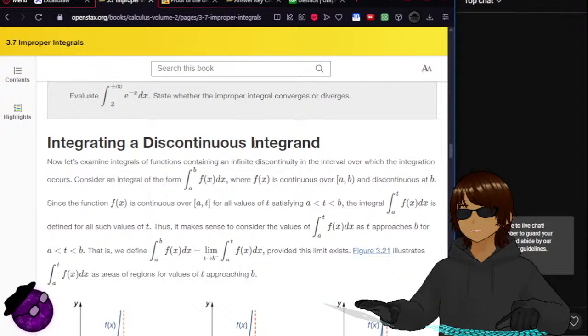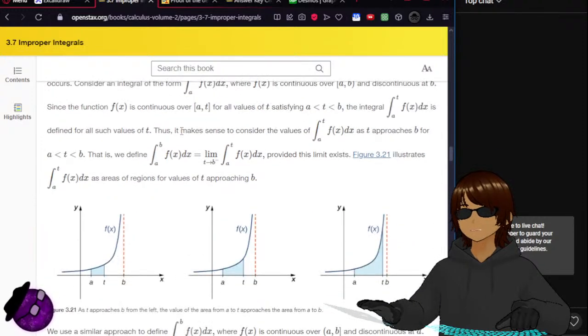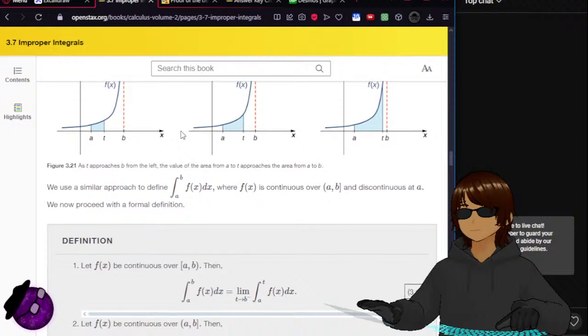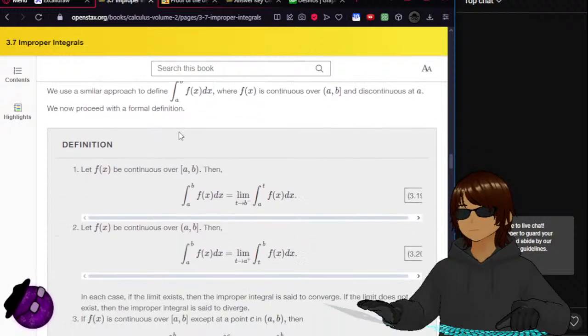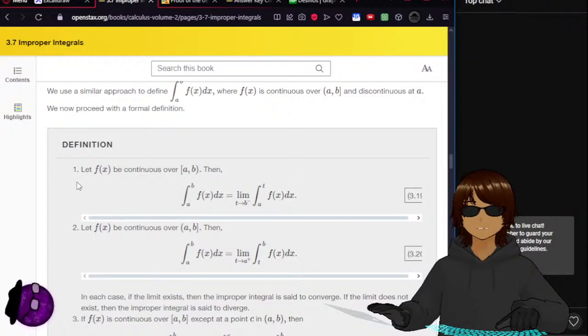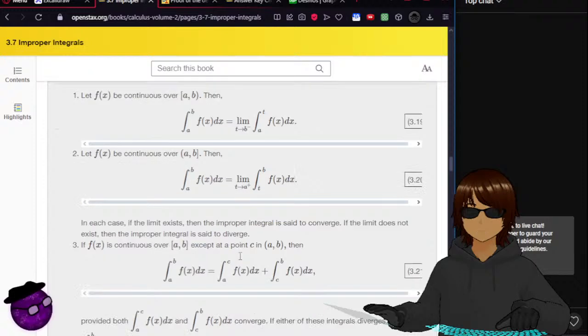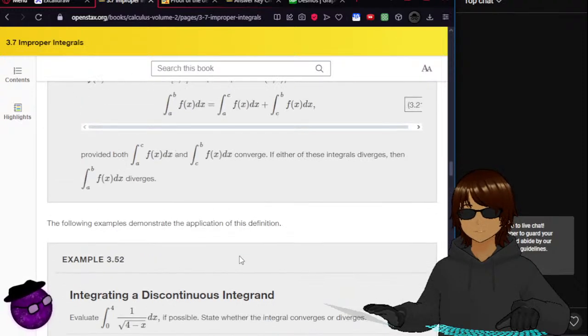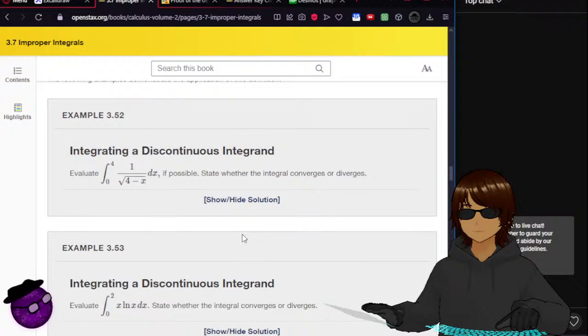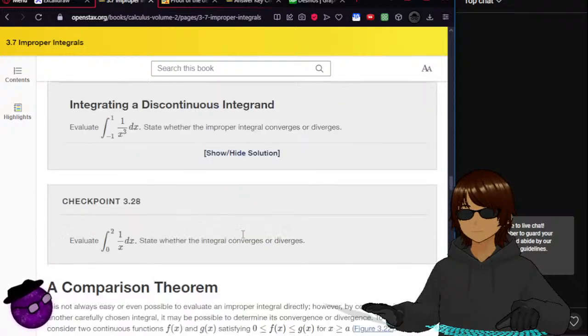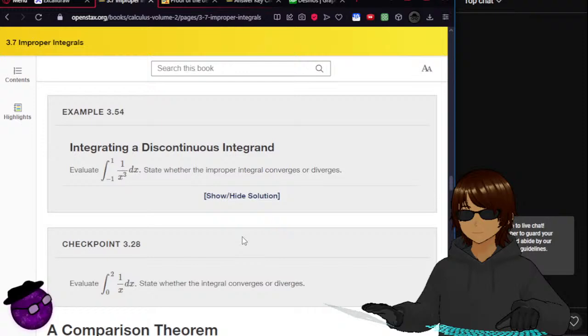Integrating a discontinuous integrand. Let f of x be continuous over a to b. Then you do limit b from the negative side. Let f of x be continuous over a to b, and then limit a from the positive side. Okay, what's the next one?